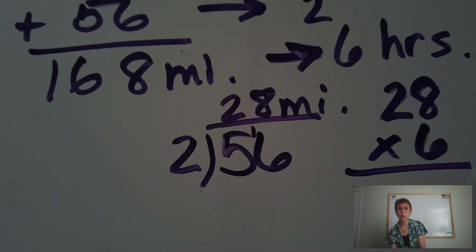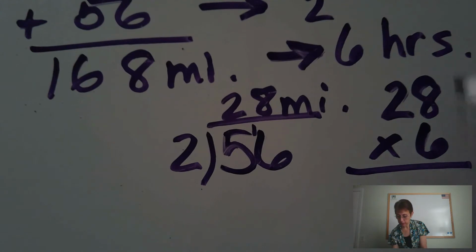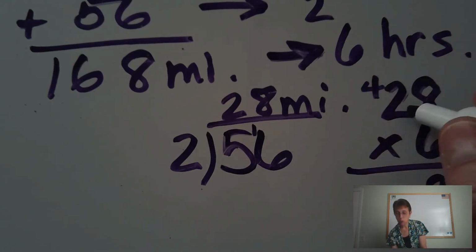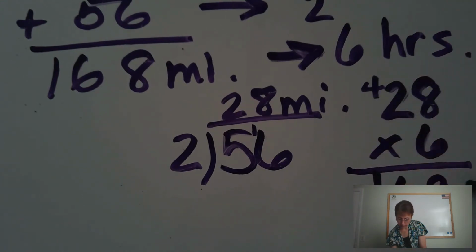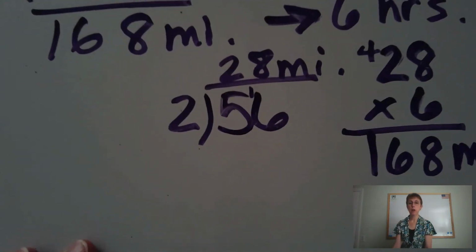So now you can say, well, 28 miles each hour if I travel for 6 hours. So then you multiply 28 times 6. 6 times 8 equals 48. And 6 times 2 is 12, plus 4 is 16. And there you have your 168 miles. So again, remember, there's more than one way that you can go about trying to solve the problem.